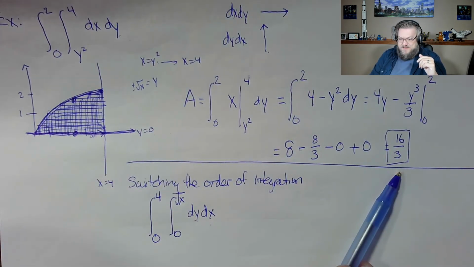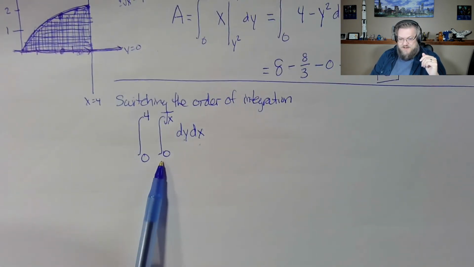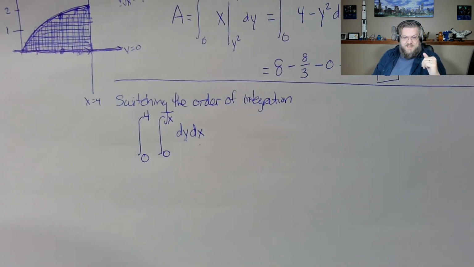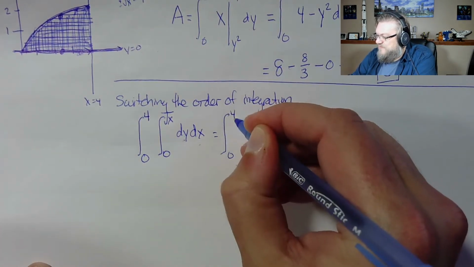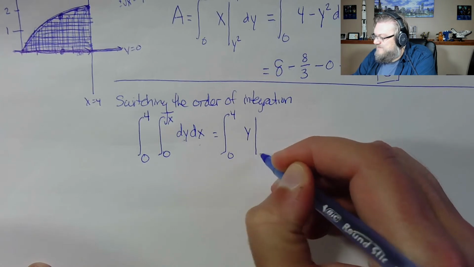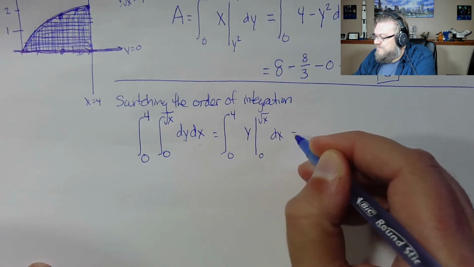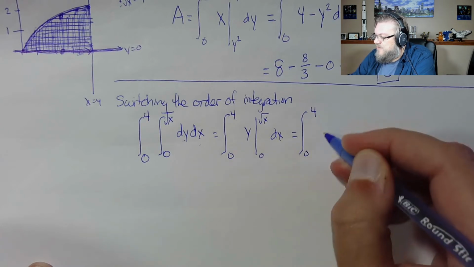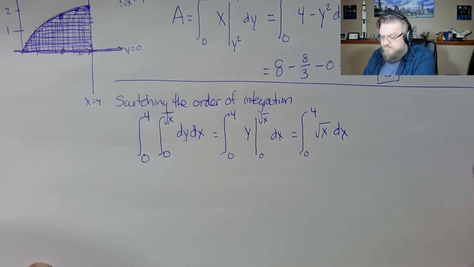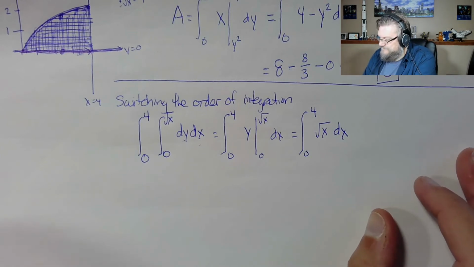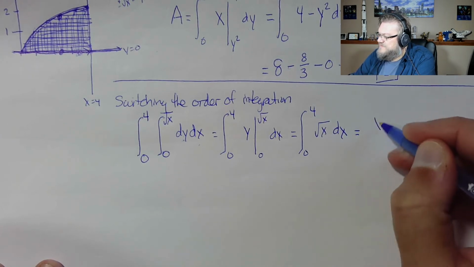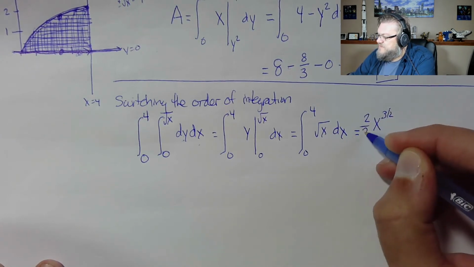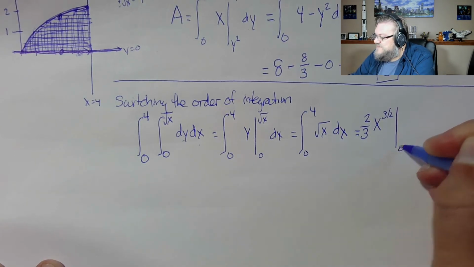Now I promise you that this will be the same quantity as before. I ended up getting 16/3 there, and I guarantee I'm going to get 16/3 here as well. So let's go ahead and do that for practice and for confirmation. Integrating from 0 to 4 of y, evaluated from 0 to root x. That's going to get me the integral from 0 to 4 of the square root of x dx. Then I integrate that. That's going to be x to the 3/2, divided by 3/2, or multiplied by 2/3, evaluated from 0 to 4.